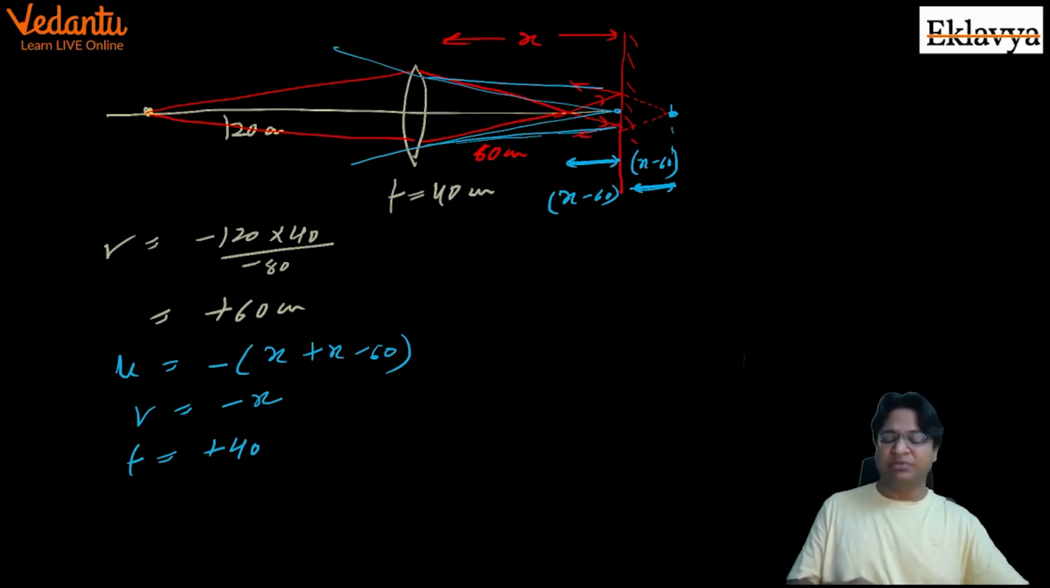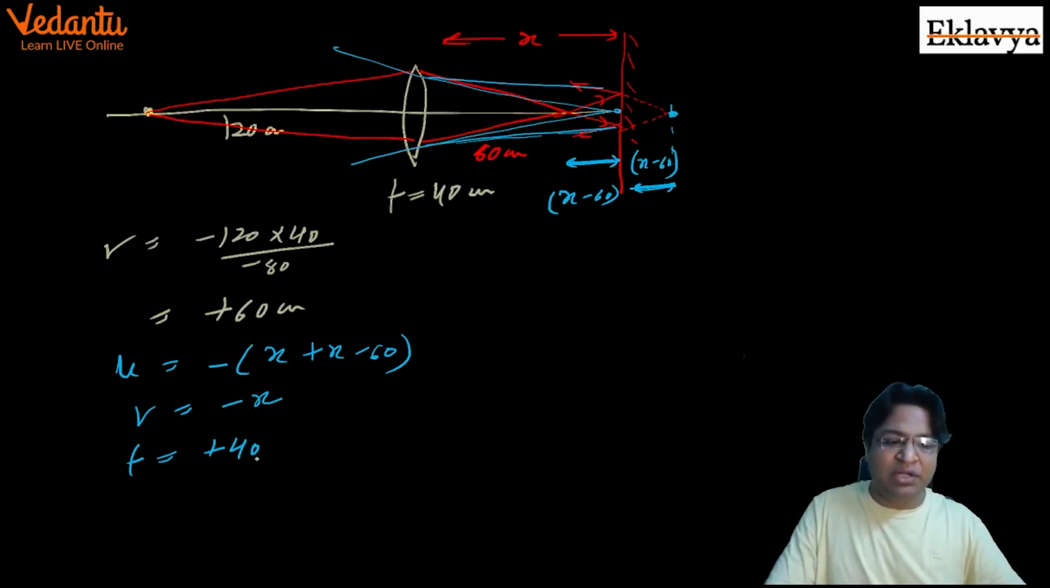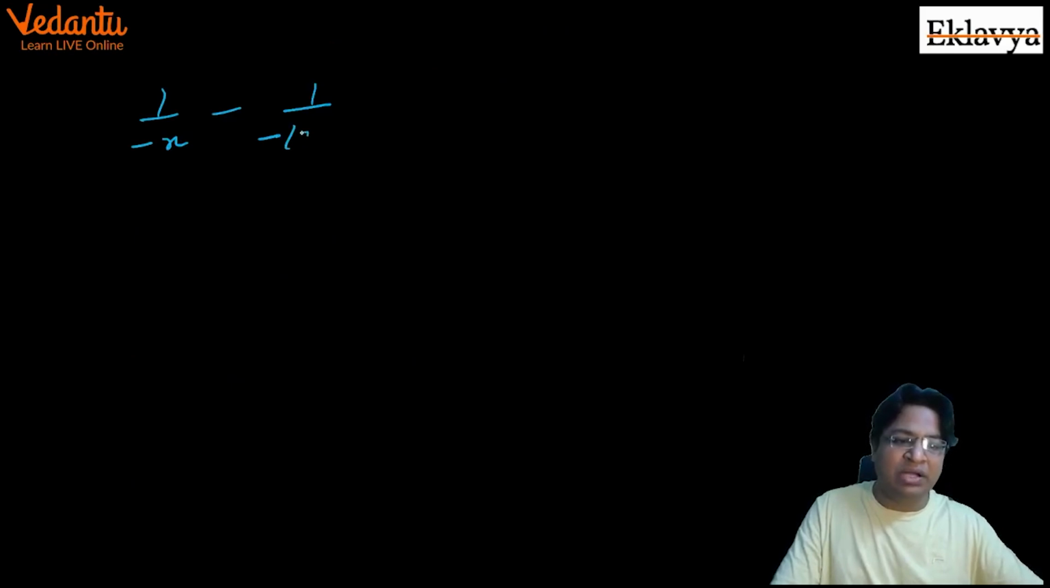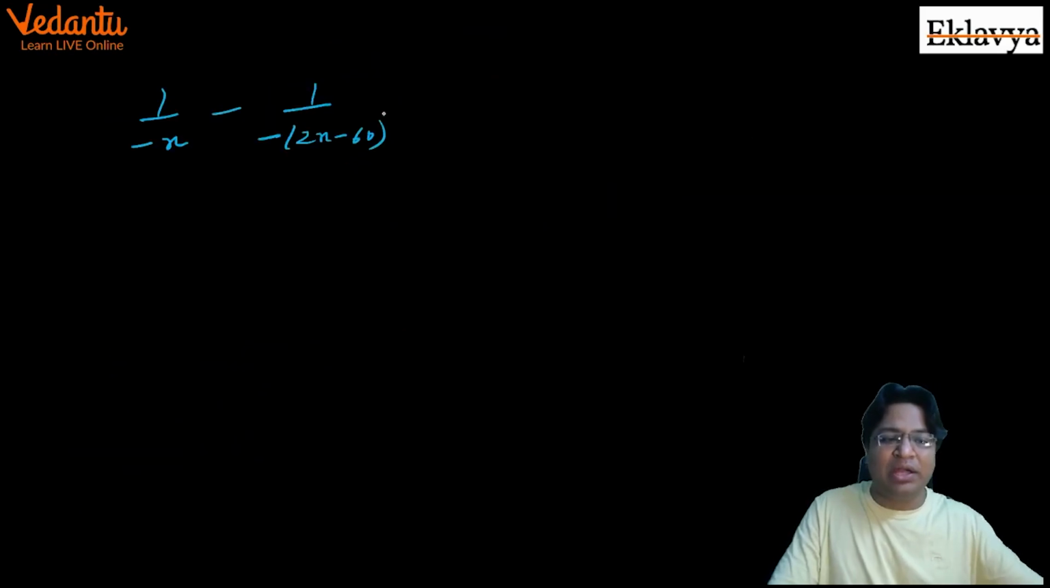So we need to put these values in the lens formula, and we need to solve. So 1 upon v is minus x, minus 1 upon u, u is minus of 2x minus 60. Am I right? 2x, yeah. Okay, and this is equals to 1 upon 40. So this is what we are going to solve.